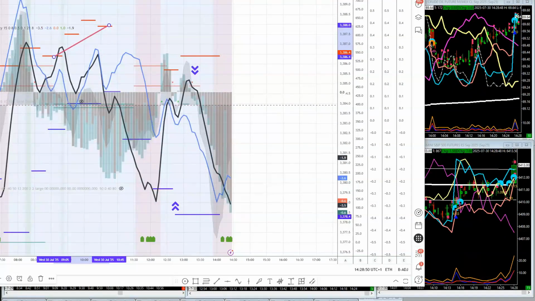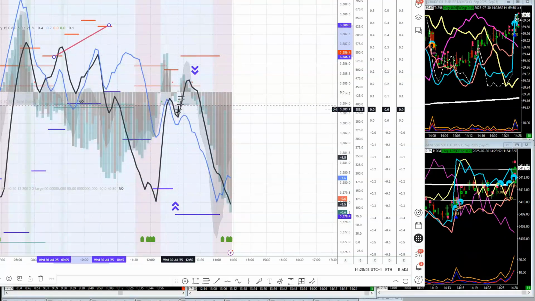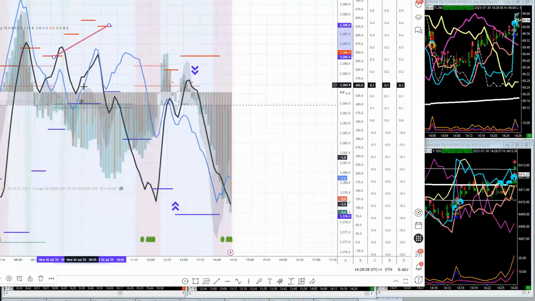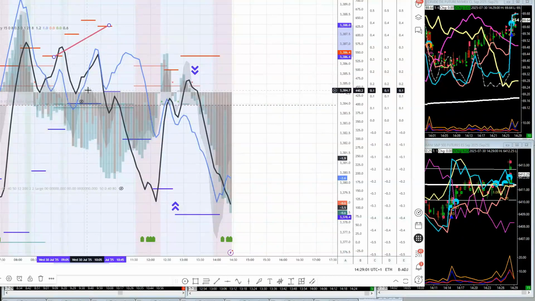Does that make sense? So when you see the amp a lot higher than the volume, there's a story to be had here. The amp's a lot higher. The amp's actually positive here. So there's a story to be had here from the sell side.